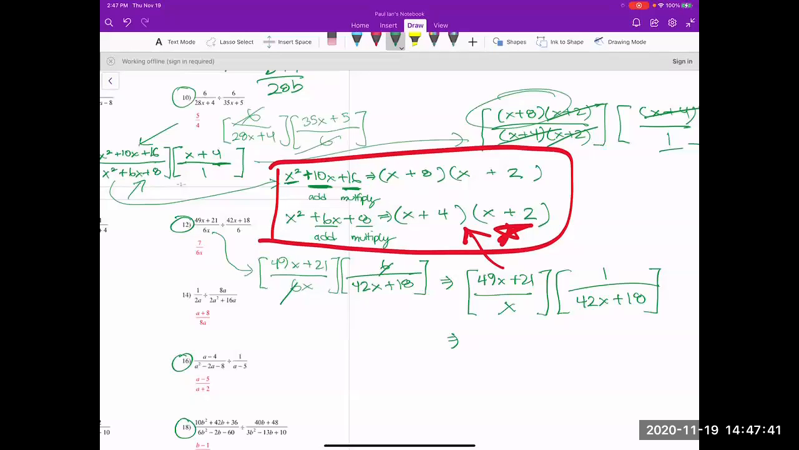If you divide the top by 7, you're going to get 7x plus 3. You can't divide the bottom by 7. If you did 3, is it 49 plus 21, 42 plus 18? Okay. Let me think about this one. I know we wrote this one last time. So if you did 3, you're going to get 14, 7x plus 6. It doesn't do me any good.